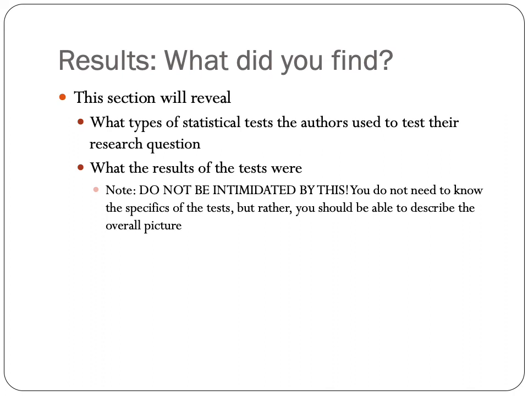This section will reveal what kind of statistical tests the author used to test the research question, and then what the results of those tests were. Please, please, please do not be intimidated by this section, right? You don't need to know the specifics of the tests, but rather you should be able to describe the overall picture of those tests, right? What were the results broadly, right? I'm never going to ask you what the p-value was, what the F statistic was, what the effect size was in the research, right? Just read that to say what were the words in the results section rather than what were the numbers in the results section.